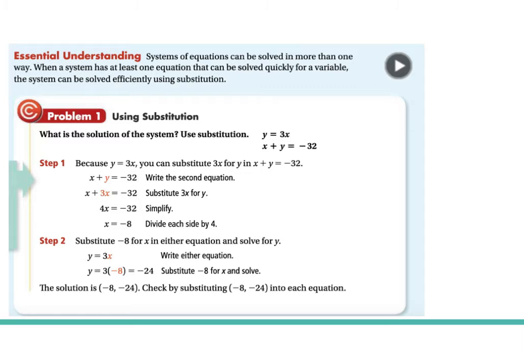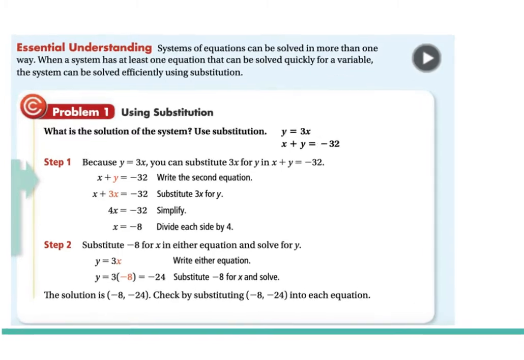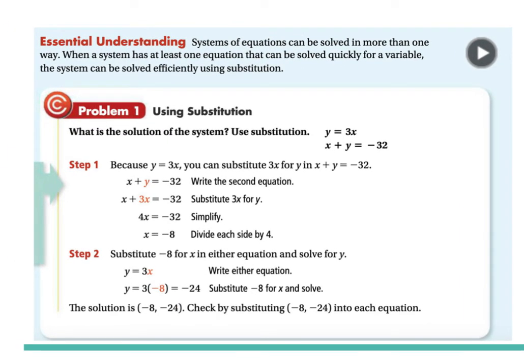So, systems of equations can be solved in more than one way. When a system has at least one equation that can be solved quickly for a variable, the system can be solved efficiently using substitution. And this is an example where we used substitution in our problem, okay? I'm going to add some notes on the side of this problem.